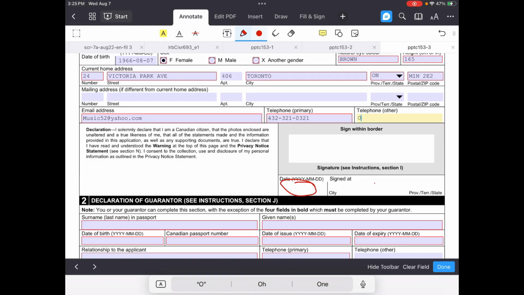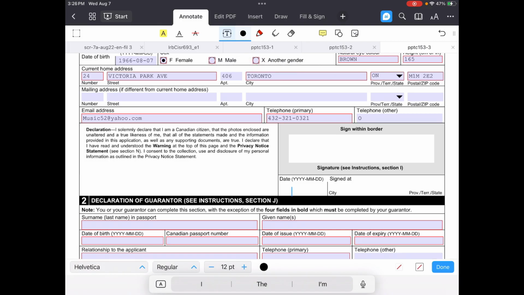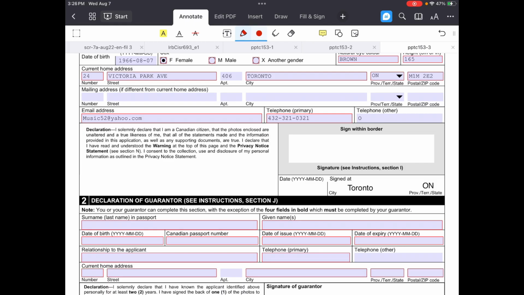write the date, you enter the city that you're signing this application at, and the province. So for the date, you can just type it now, or you can just write it with a pen after you print the application, when you're signing it. It's up to you. Either way is fine. I'm just gonna type it here just to show you that you have to fill all this information. Make sure you also fill the province. You don't want to miss that.